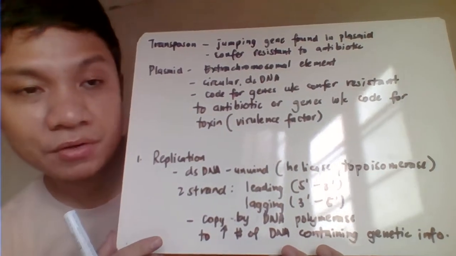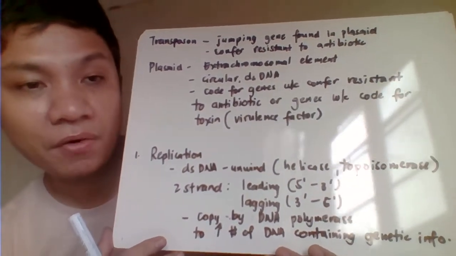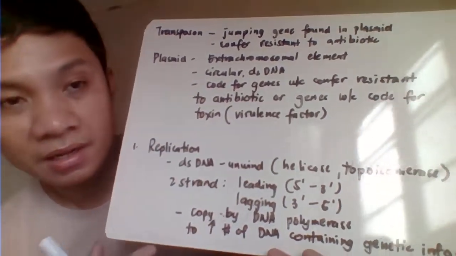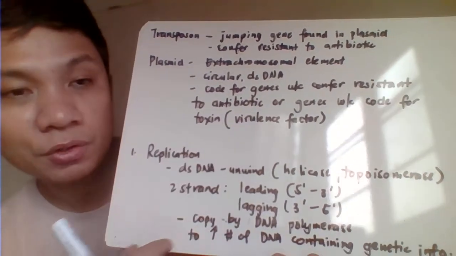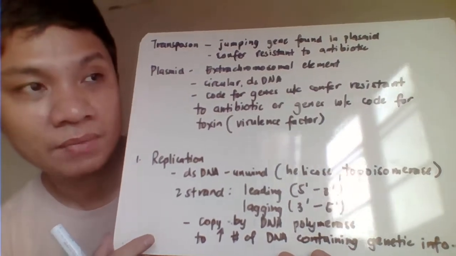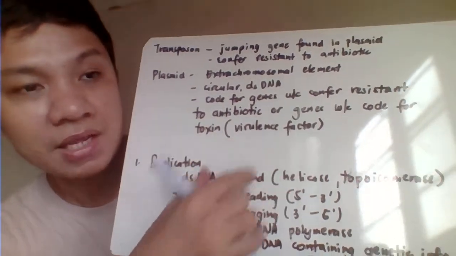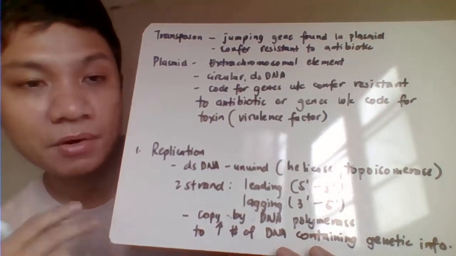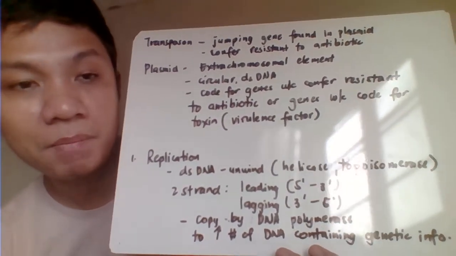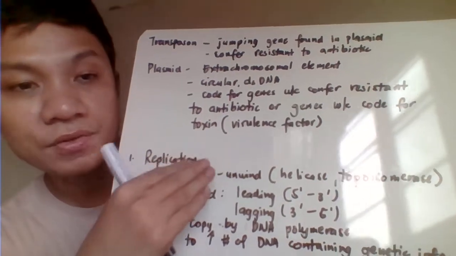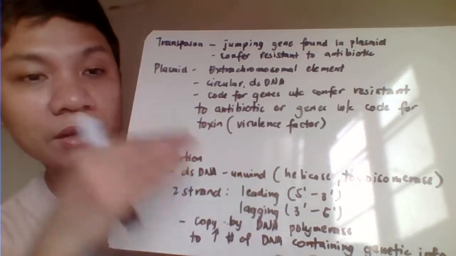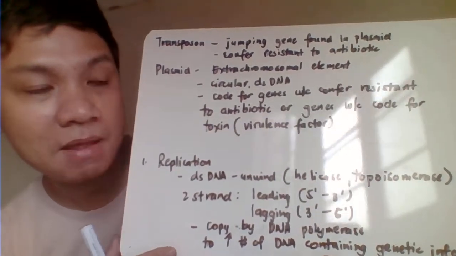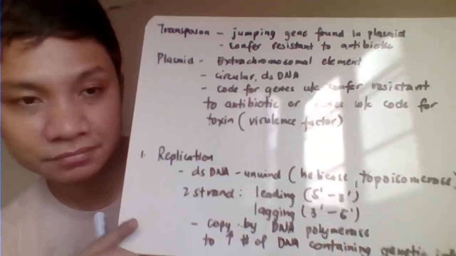Another one, the plasmid could also code for the gene that would confer toxin production. This toxin is responsible for the virulence of your bacteria. The more virulent it is, the more pathogenic it is. And that could also be exchanged from one bacteria to another bacteria. That's your extra chromosomal element in the form of your plasmid.